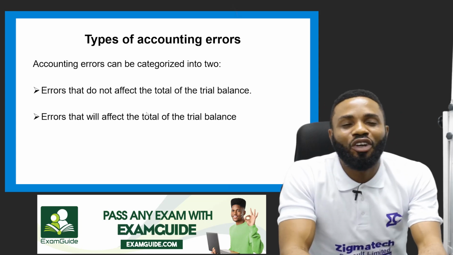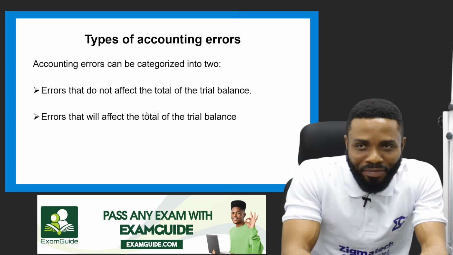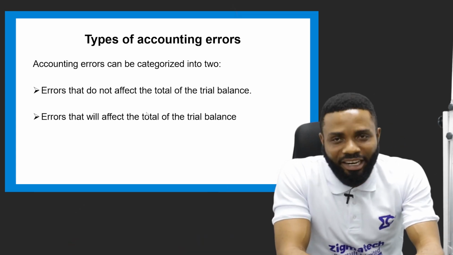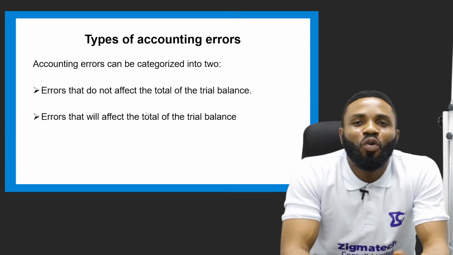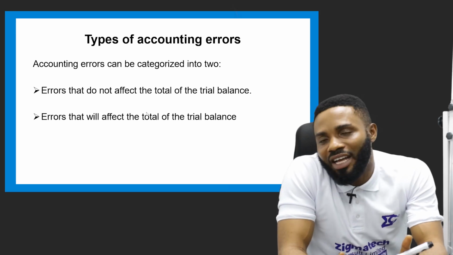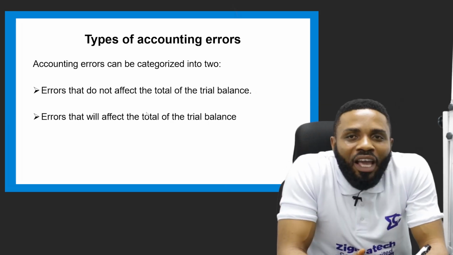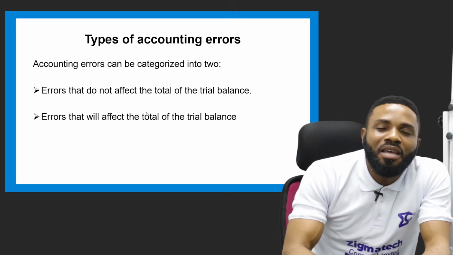Those errors are what we call errors that do not affect the total of the trial balance. And that's where we are going to major our discussion today. We are going to emphasize on this. I want you to appreciate this class of errors. How can somebody make an error and then the trial balance will still be balanced?